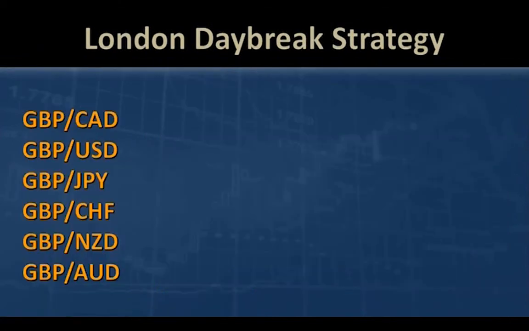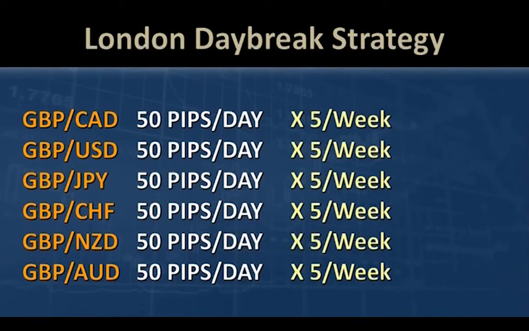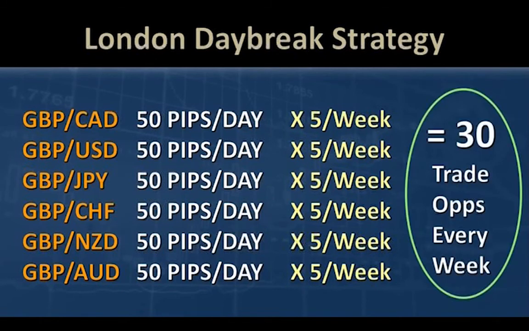Okay, so let me give you an example. Every time at daybreak in London, the Great British Pound has these 6 major pairs with the Canadian dollar, US dollar, Japanese yen, Swiss franc, New Zealand dollar, Aussie dollar. Every day the goal is to make 50 pips per day per currency, and in a week's time, that's 5 days. So the goal would be 30 trading opportunities every single week. I want to be clear, you're not going to hit every single one, but many of these opportunities are going to present themselves.